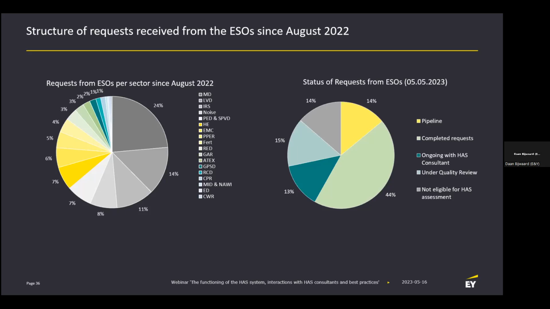These are also the sectors where you see most delays. So more than 90% of the ones that are currently in the pipeline, which have not yet been allocated to a consultant. And also actually a lot of the ones that are ongoing with HAS consultants are from these 3 sectors.